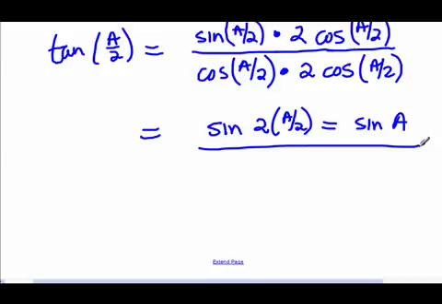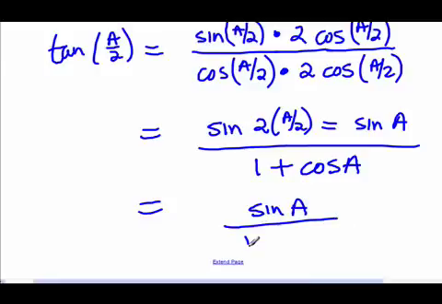How about the bottom? Well, the bottom we're going to have 2 times cosine squared a over 2. And that's the same thing as 1 plus cosine a. So we end up with sine a over 1 plus cosine a.